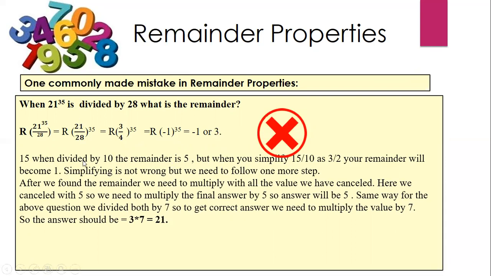So here we cannot stop at the answer 3. Here we have divided both by 7, or we have taken 7 common outside, so we need to find the product of 3 into 7. That will be our answer. Okay, this is the commonly made mistake. You can simplify it, but after simplifying, you need to multiply with the value which we have commonly taken out or which we have cancelled out.